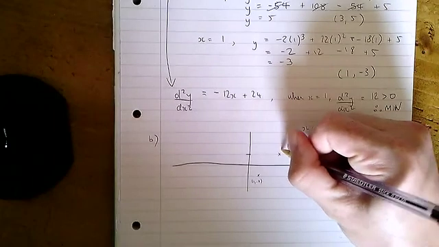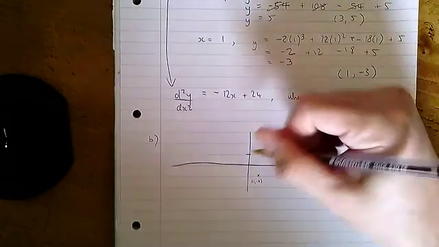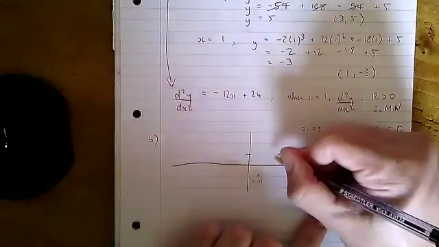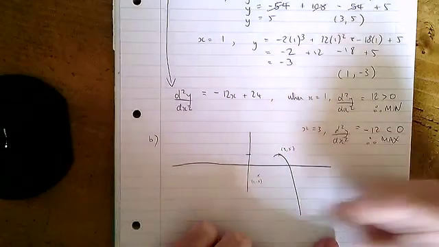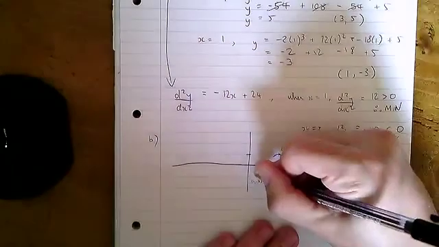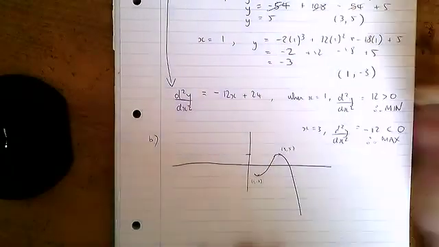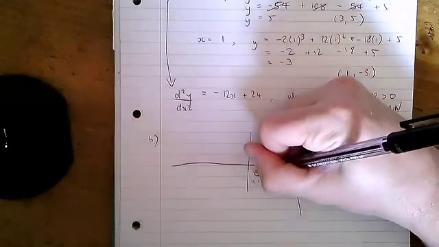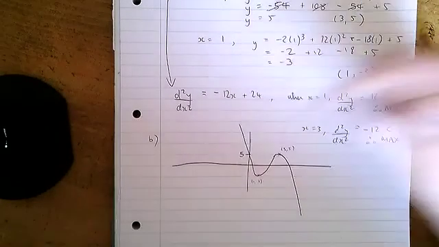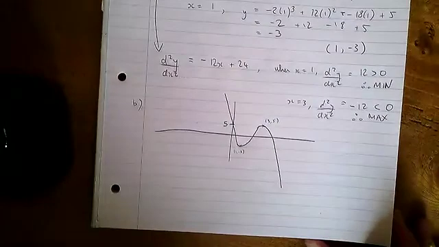There. So the (3, 5), when 3 went in, it was a max. So it's doing this, coming down like that. And then when 1 went in, that was a min. So it's coming like that. But then this is really important that it goes up, up, up through that value there and that value there being 5. Okay, so that's what the graph would look like.